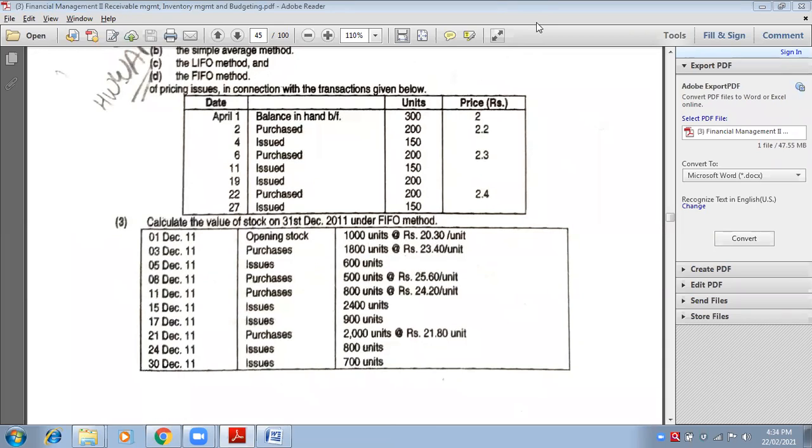If you want, we will do one more sum of FIFO. Otherwise, we will shift to the weighted average method because all sums are alike. Nothing is different now. All points are the same, no new point is there. So if at all you want, we will practice FIFO with one sum. If you're confident with the FIFO method, then we will shift to weighted average. You let me know tomorrow, okay?